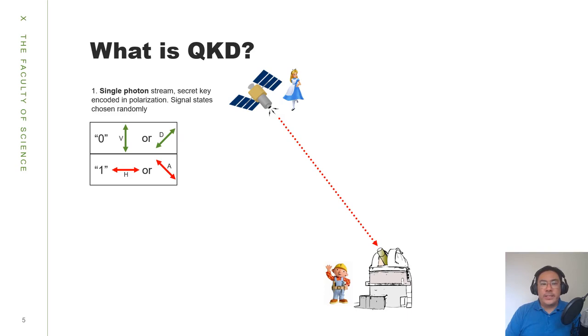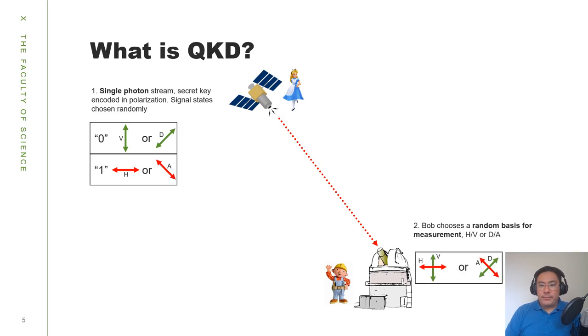which she sends. Now Bob, when he receives these photons, he decides to measure them. He can measure them in one of two bases. He can measure them in the horizontal or vertical basis, or the diagonal or anti-diagonal basis.